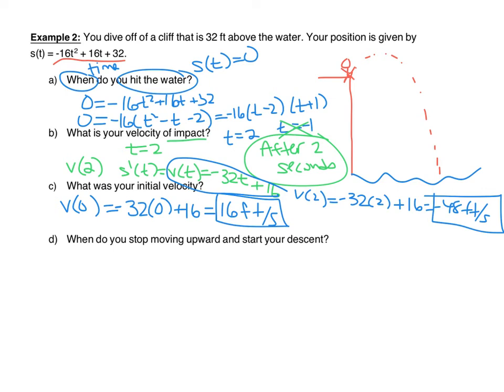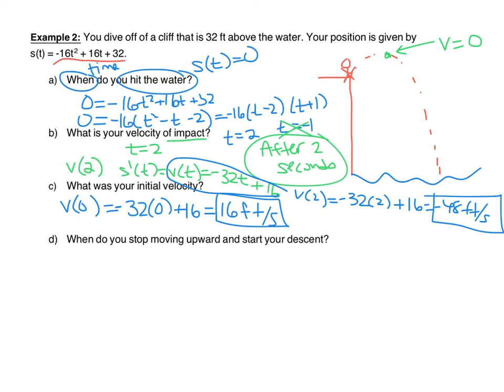For part D, I asked you, when do you stop moving upward and start your descent? So basically it's asking you for the time that is right here on the picture. So there's a few ways that you can think about this. The first thing that I want you to remember is that if you have a trajectory of something that's moving up in the air, the trajectory, by the way, is the path, the very top point always has a velocity of 0.